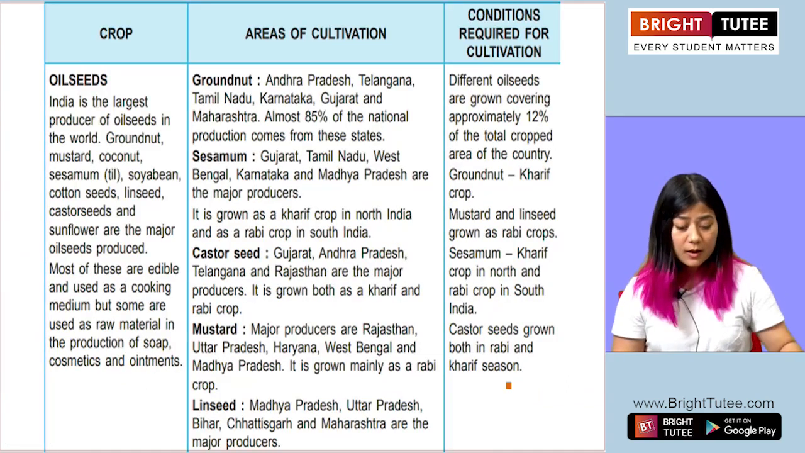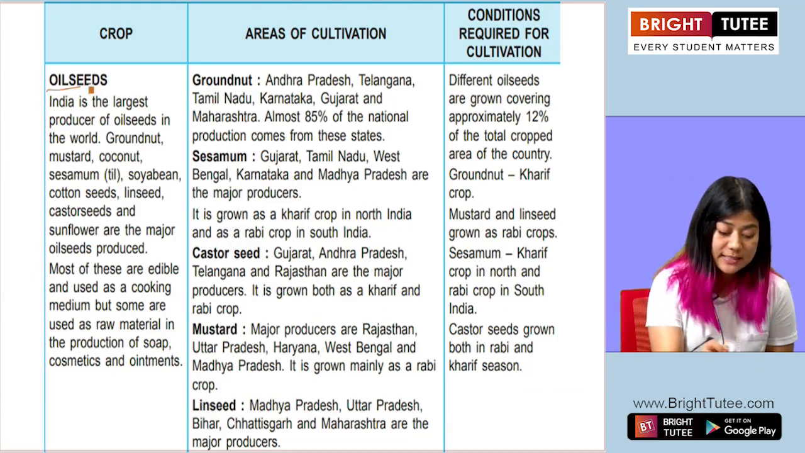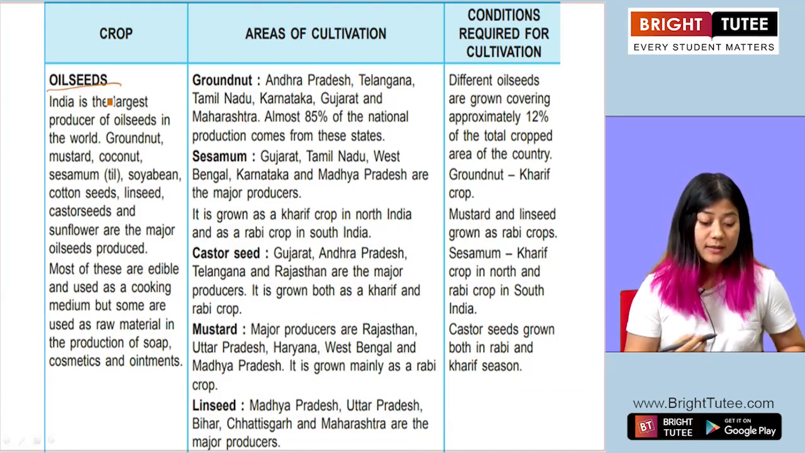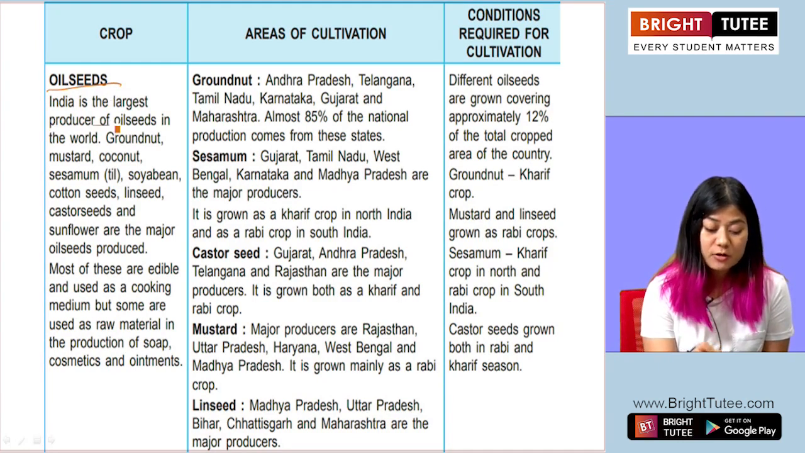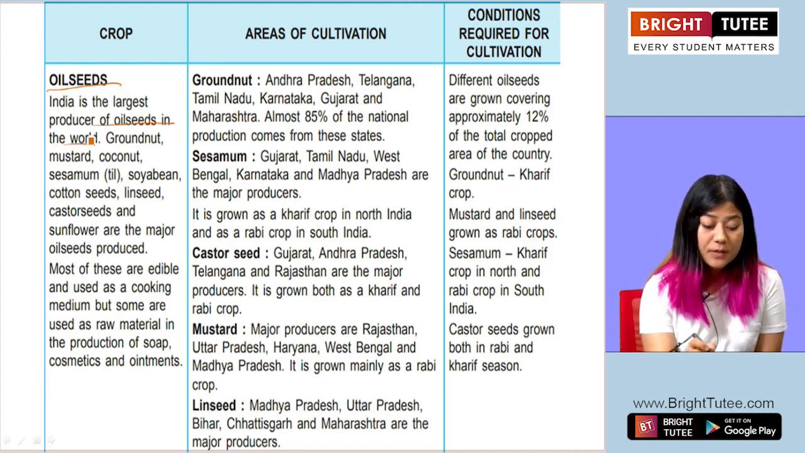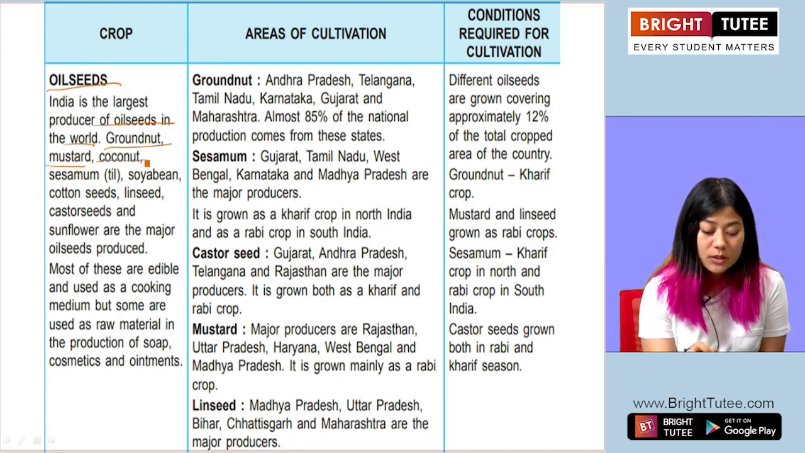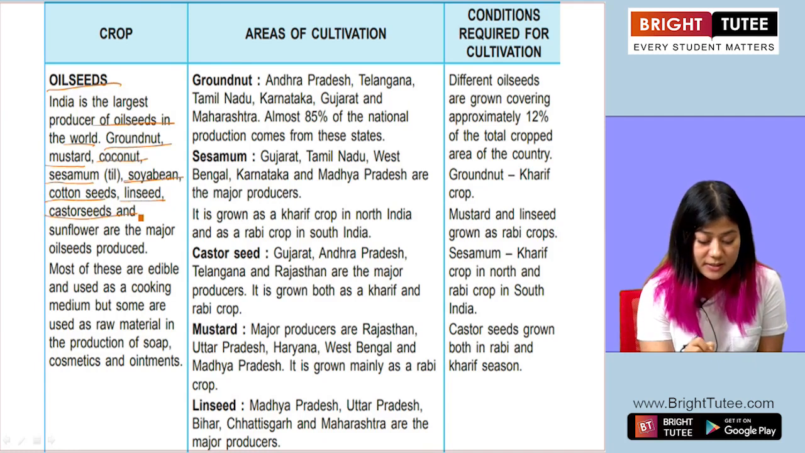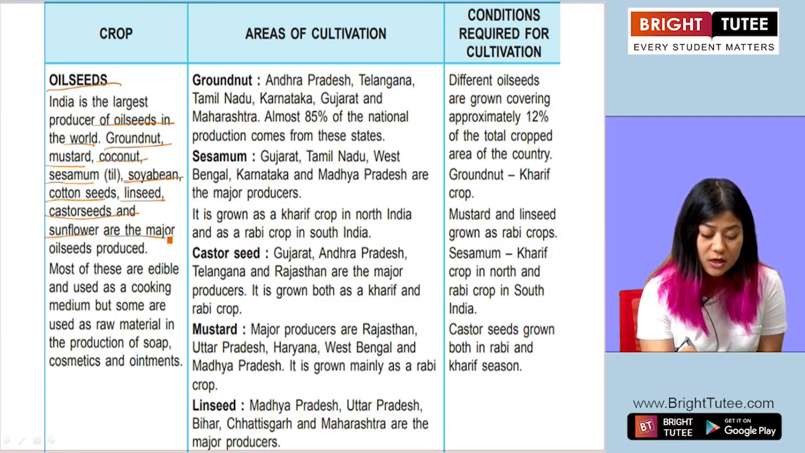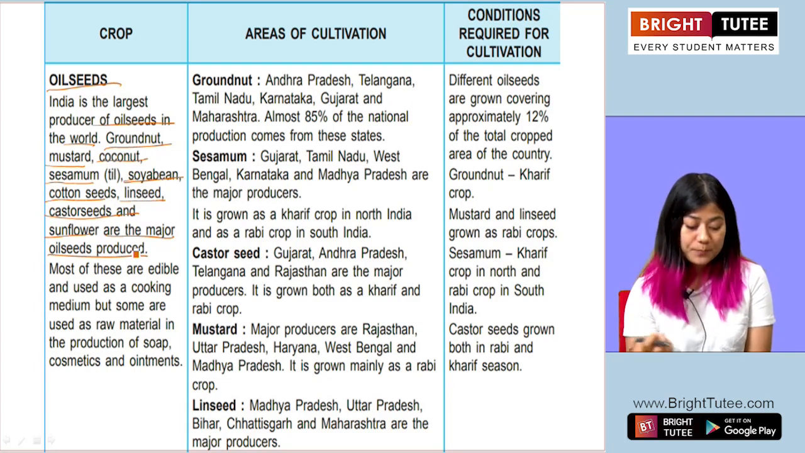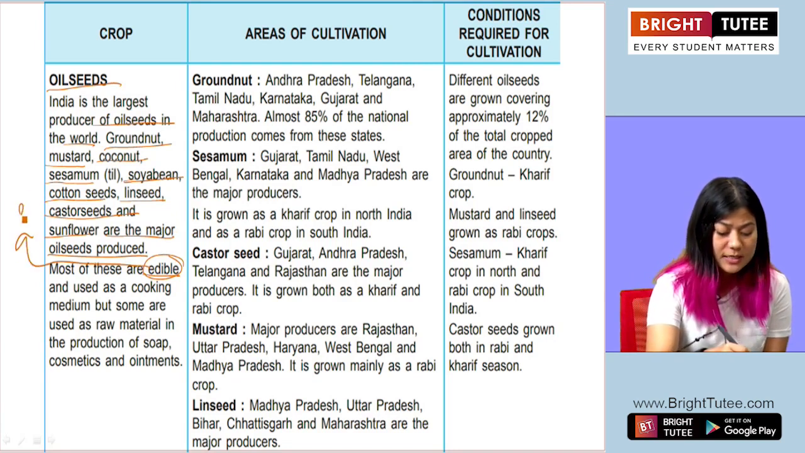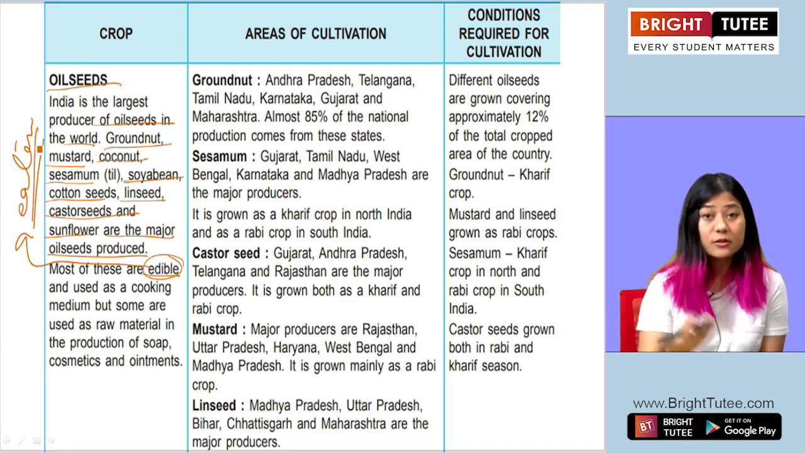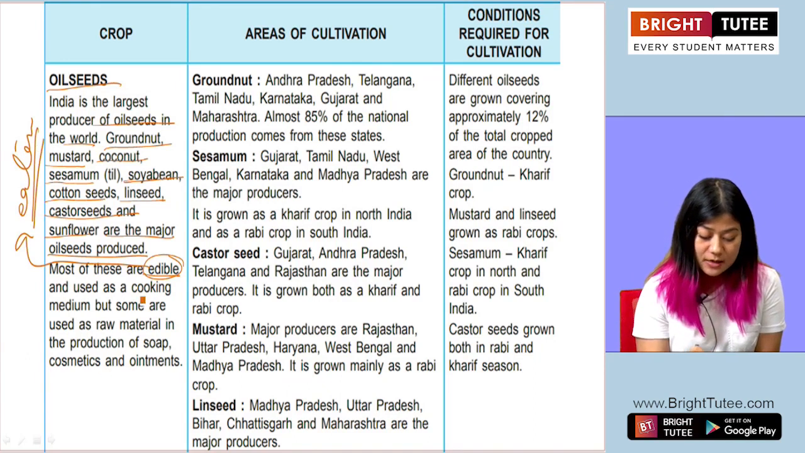Okay. The next crop is oil seeds. Now in oil seeds, India is the largest producer of oil seeds in the world. Groundnut, mustard, coconut, sesame, soybean, cotton seeds, linseed, castor seeds, and sunflower seeds are the major oil seeds that produce oil. Okay, most of these are edible. They can be consumed. They can be eaten. Edible means eaten, consumed, and they are used as a cooking medium.